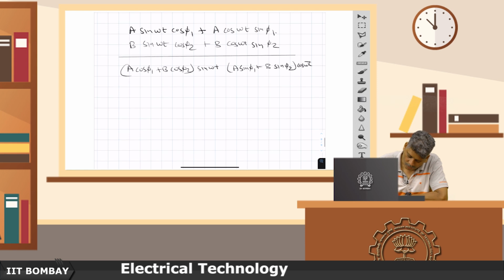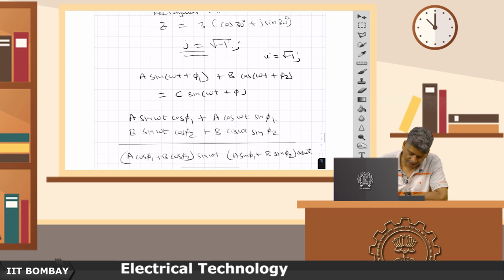So, now think of two vectors, A at an angle phi 1 and B at an angle phi 2. Where do these two vectors, A vector and B vector, come from?